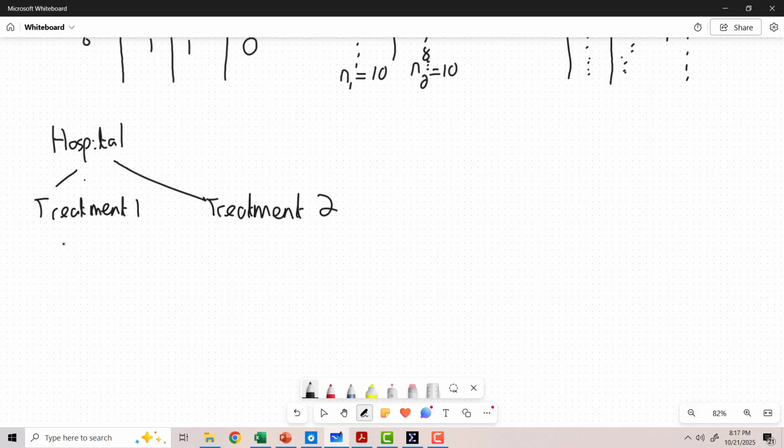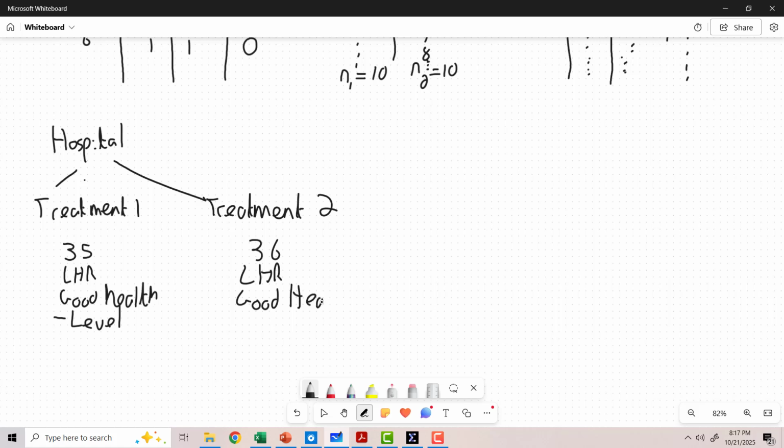So if we have a patient that, for example, is 35 years old, has a low heart rate, is in good health, and has certain symptoms. So maybe let's say there are 3 levels of symptoms, level 2. And then we have a second person who's very similar. We actually match these people up and consider them to be one person for the paired design.